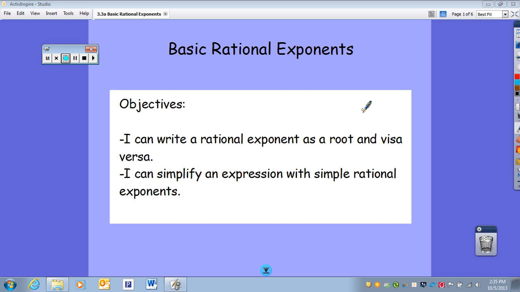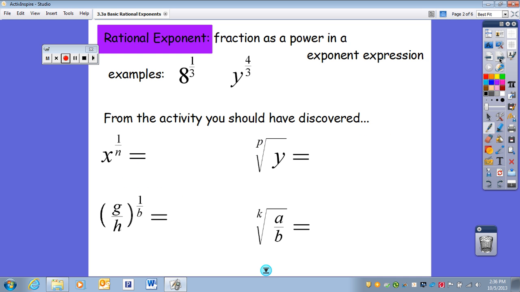In this lesson, we are going to be writing rational exponents as roots, and then vice versa, which means roots as rational exponents. And then we're going to simplify expressions that have simple rational exponents. A rational exponent is simply an exponent written as a fraction, the fraction as a power in an exponent expression. For example, we would have 8 to the 1/3 power, or y to the 4/3.